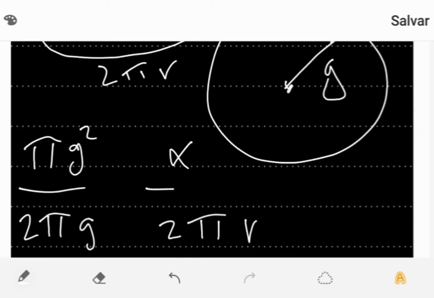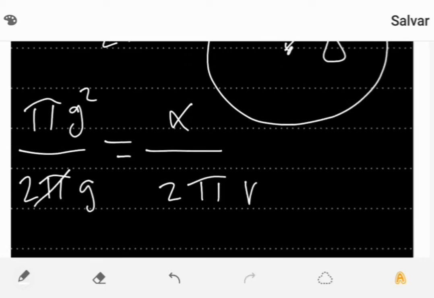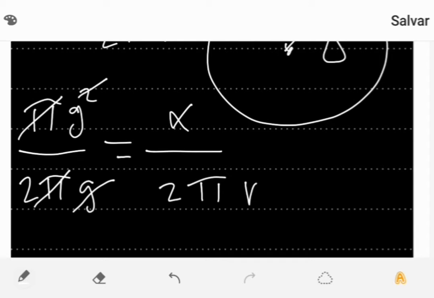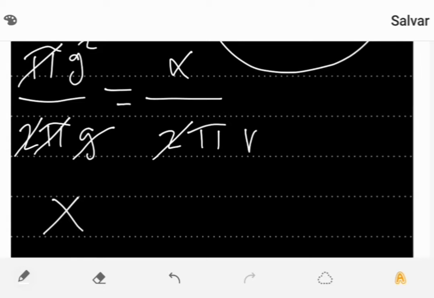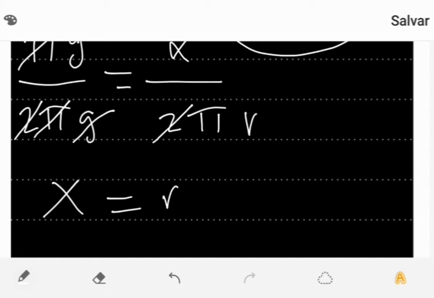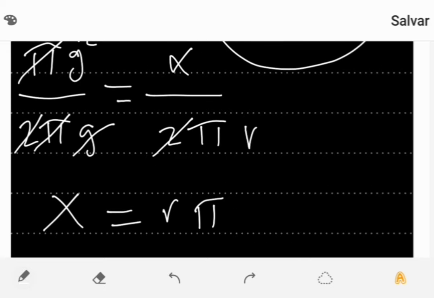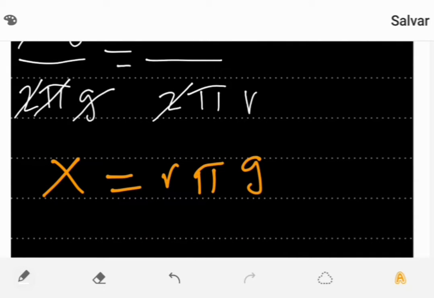and here we have a relation. Okay, so this area we want to find is x. So π cuts with π, G cuts with G, this 2 cuts with this 2, so x will be r, this r over here, π, this π over here, G, the famous RPG, right? So I was just deducing the formula of the area of the side of the cone.